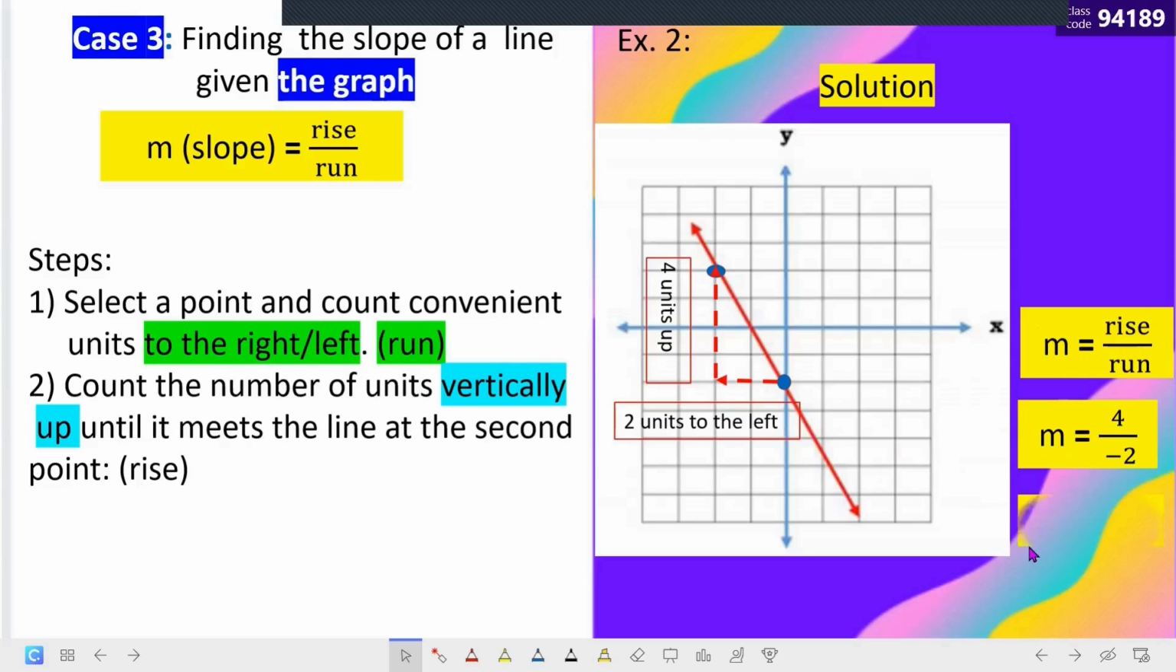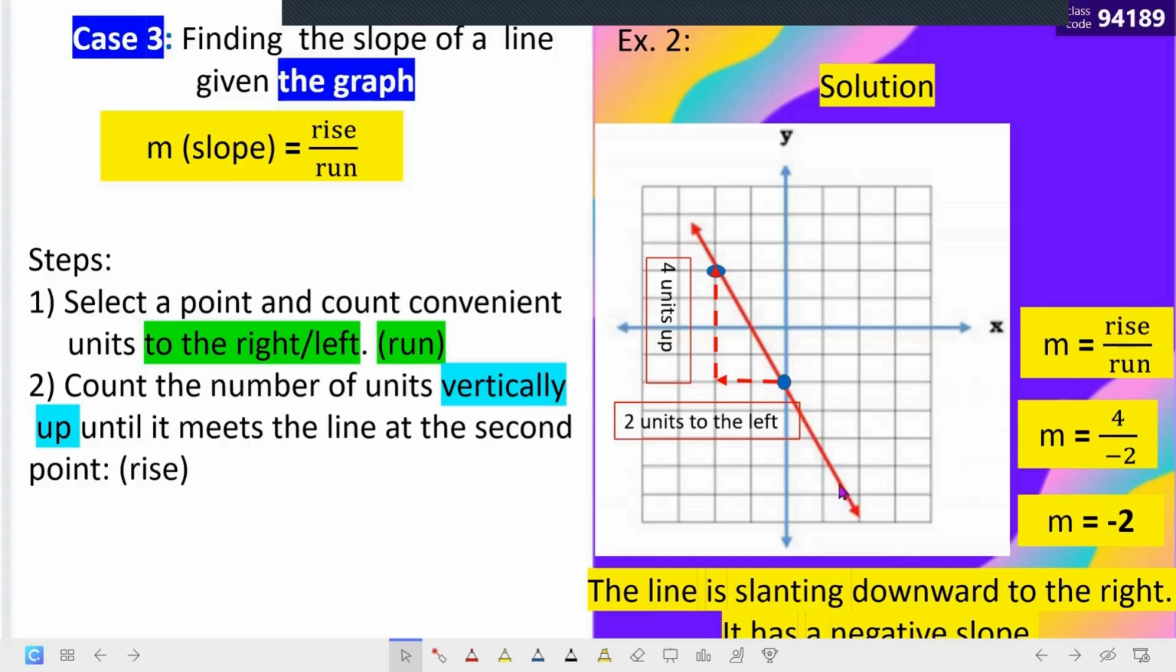So simplifying, our slope is equal to negative 2. And you will notice that the line here is slanting downward to the right. If you start from the left, it slants downward. It's kind of downhill. And it has a negative slope. So this confirms our previous example having negative slope. They are slanting downward to the right. Next.